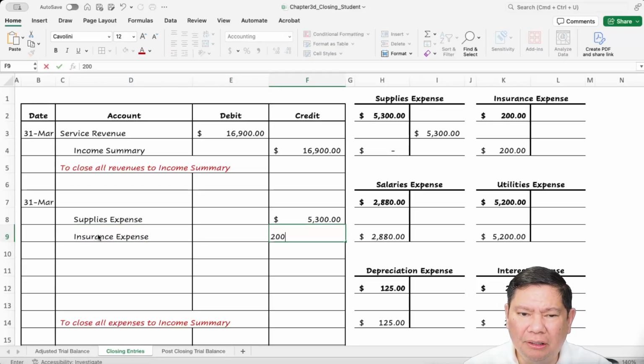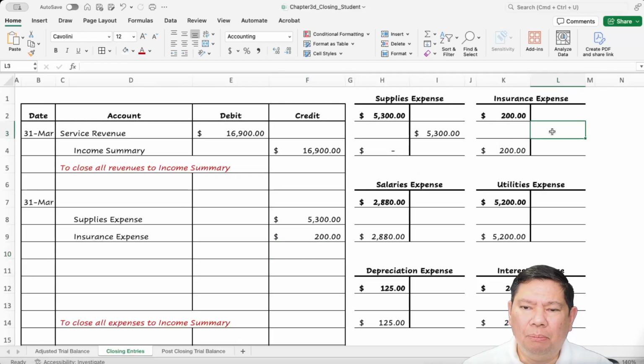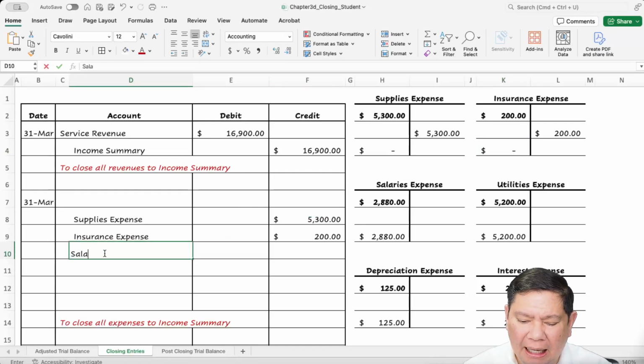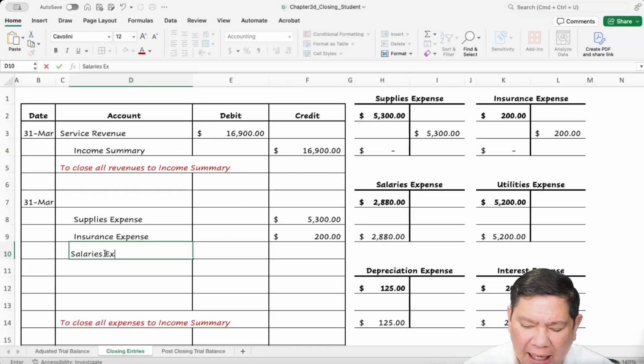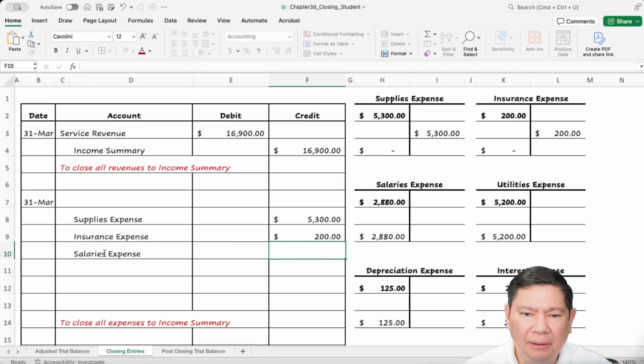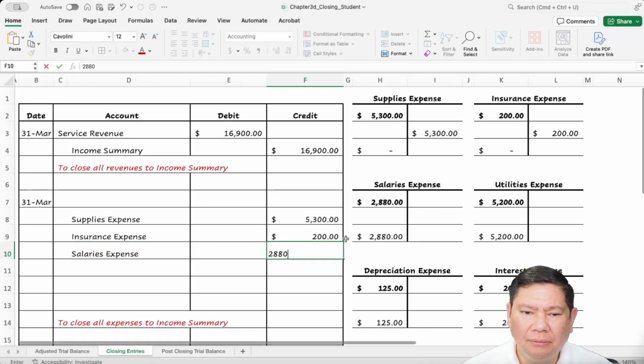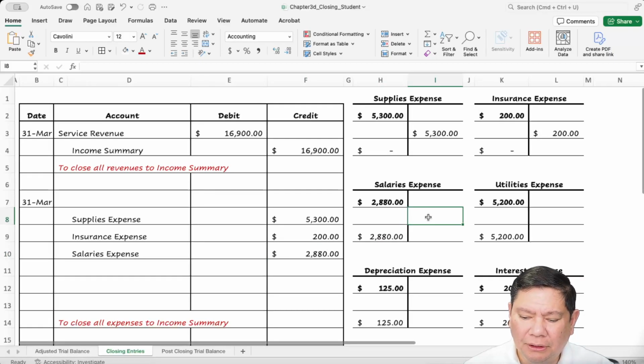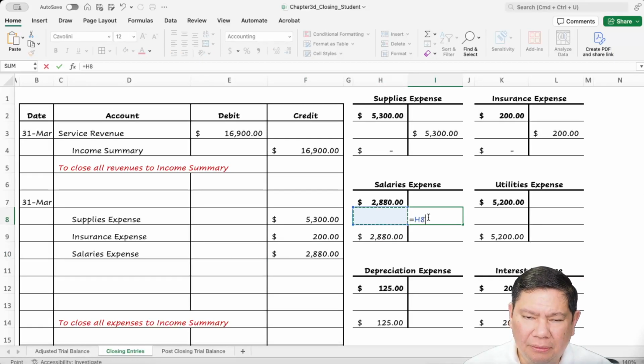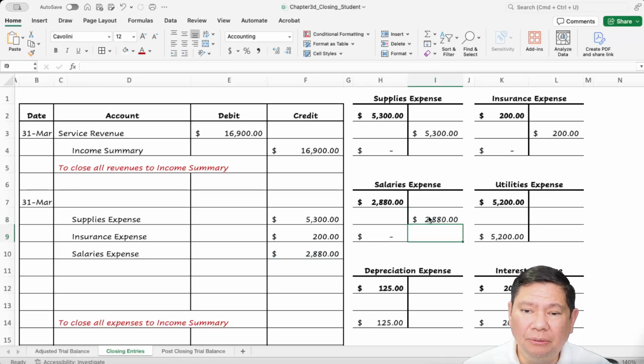$200 we put on credit. We post it. Now it's zero. So you see they're ready to start again for April. Next one is salaries expense, 2,880. We post it. 2,880. Now it's zero.